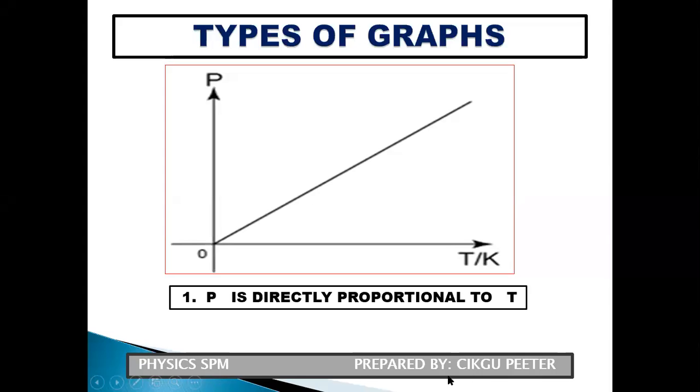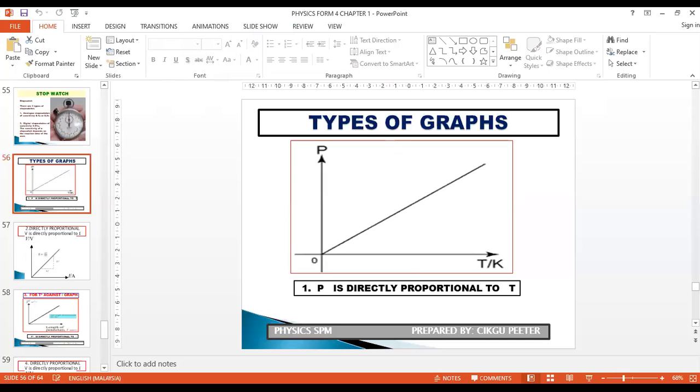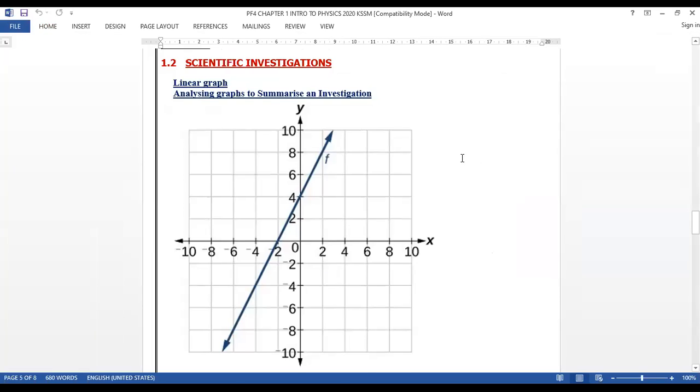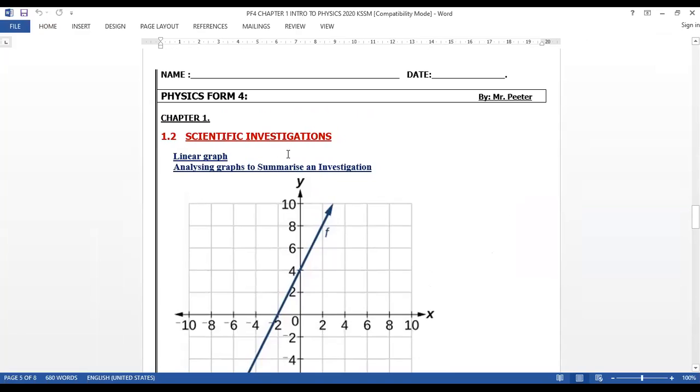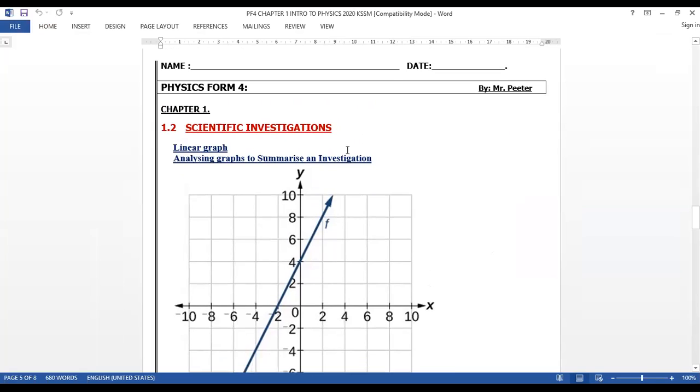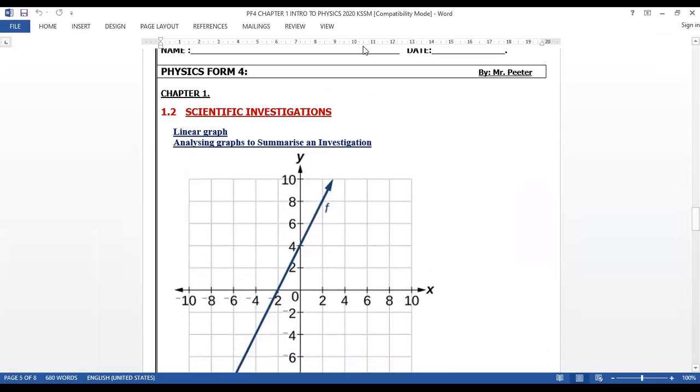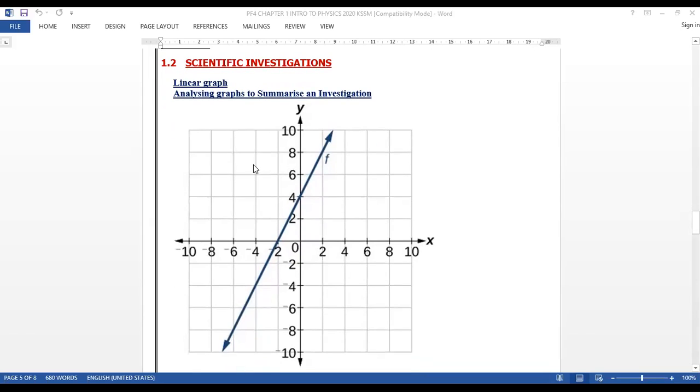Okay, good afternoon, everyone. Today I'm going to go to 1.2, of chapter 1 from Form 4, where we will start with scientific investigations. In scientific investigation 1.2, we will look at types of graphs. All right, so types of graphs.